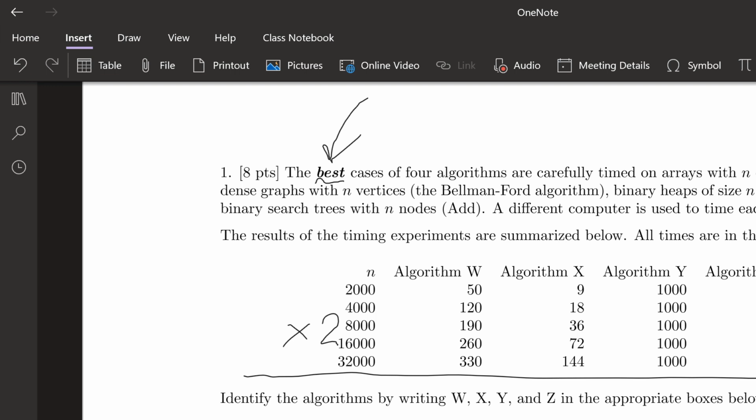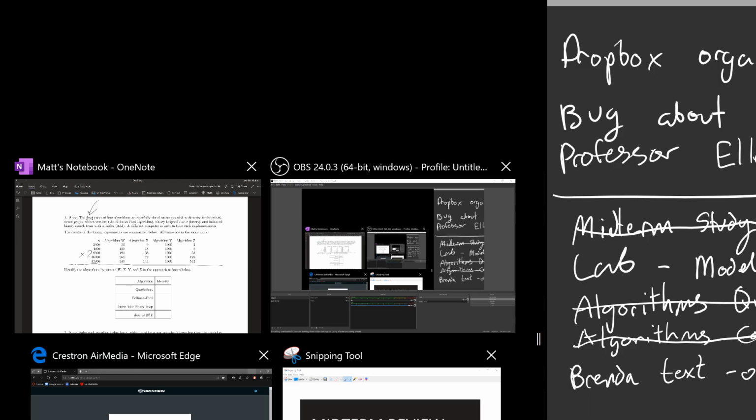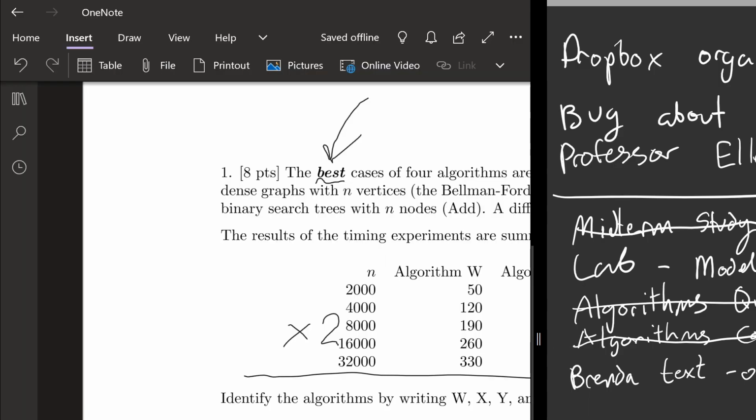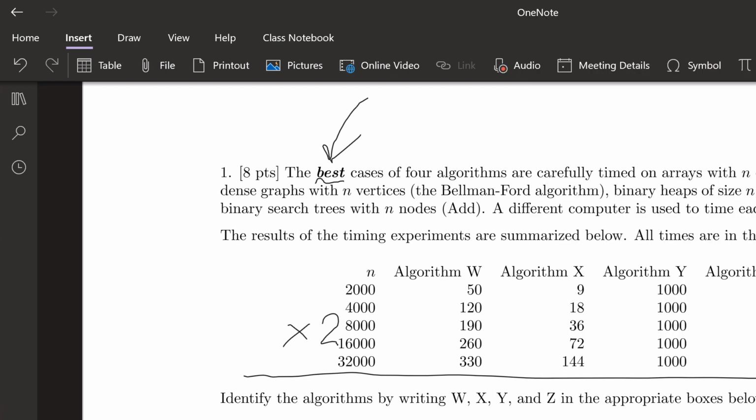Binary heap is Y. Oh, what on earth just happened? I clicked the pen and it's loading something. Oops. It looks like Dropbox organized. There we go. Do not click the pen.